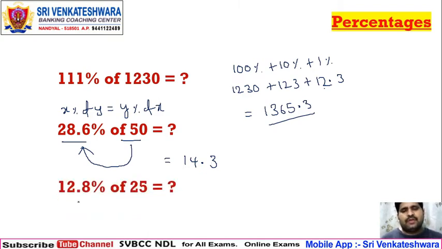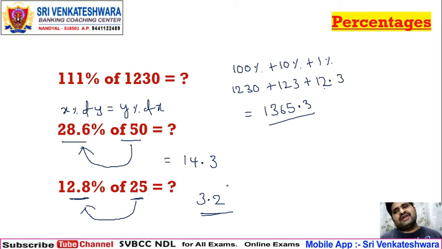Let's take the next one. I want to write 12.8 percentage of 25. 12.8% of 25, here also it is difficult. Take it similarly: 25% of 12.8. 25% means 1/4 part. 1/4 of 12.8 is what? That is nothing but 12.8 by 4 you have to take. 12.8 by 4, if you write it, simply what do I get? 3.2.